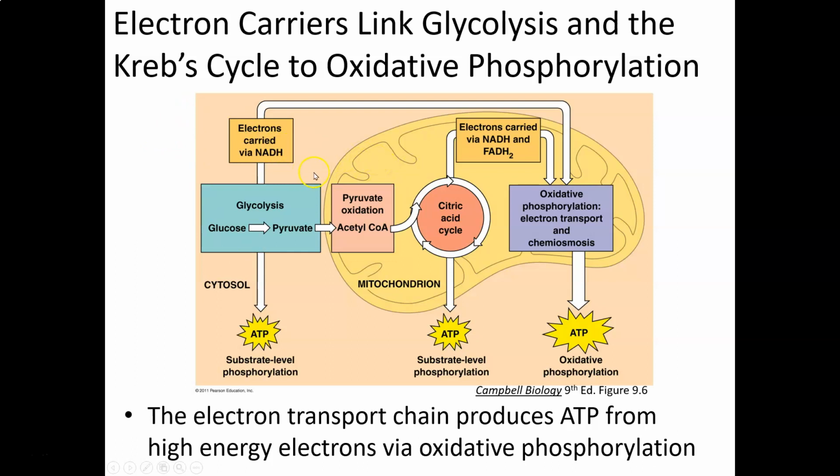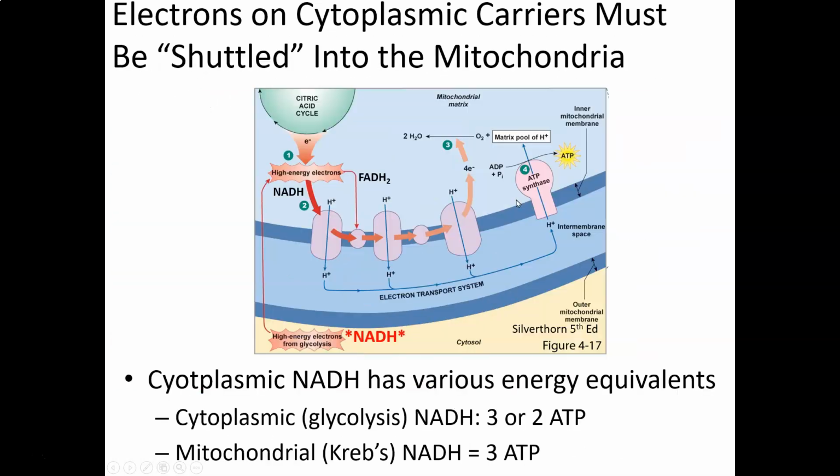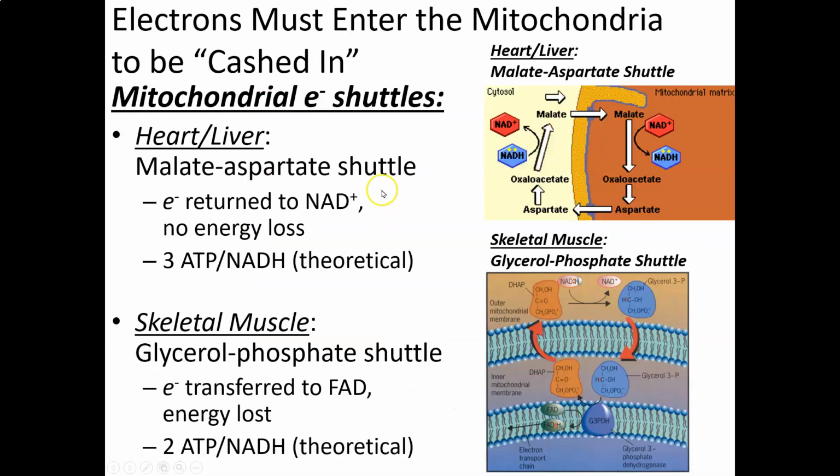So how does it get its energy into the mitochondria to make ATP out of it? Well, there are 2 basic ways to do it. Okay, so you should know both of these mitochondrial shuttles. One happens primarily in the heart and liver.